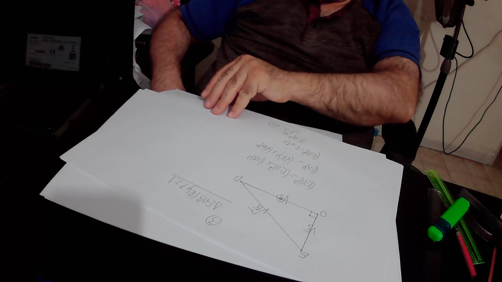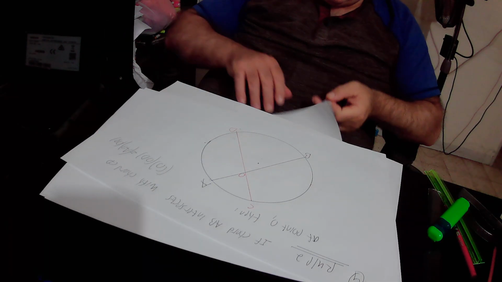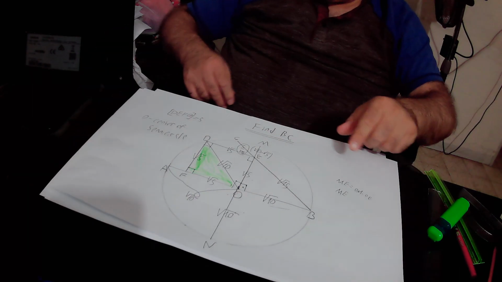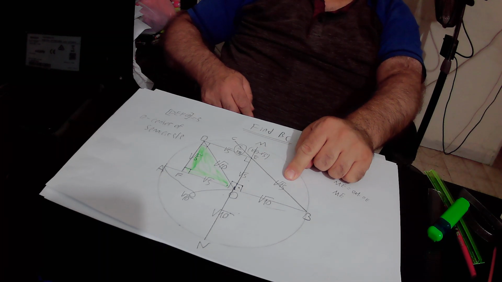So we can write down in the original drawing that EB equals the square root of 15 units.